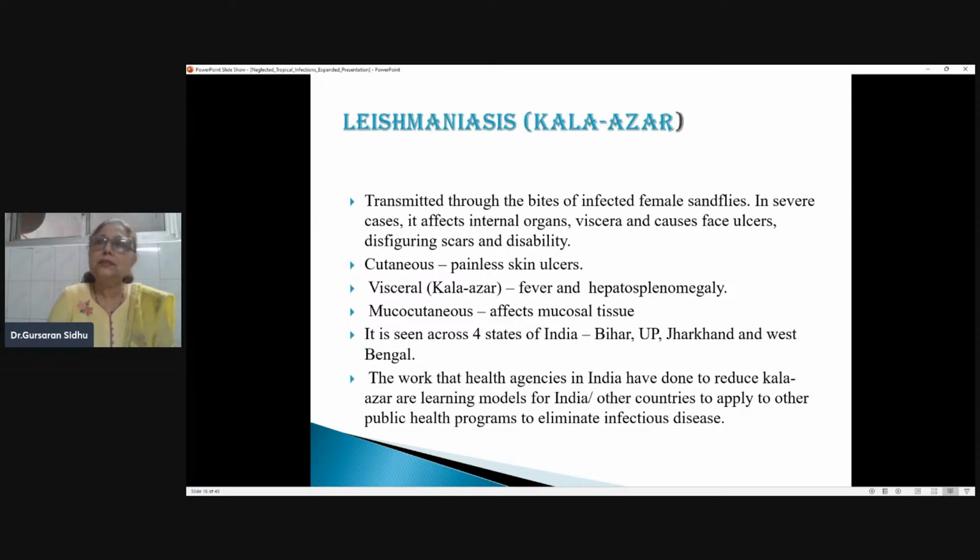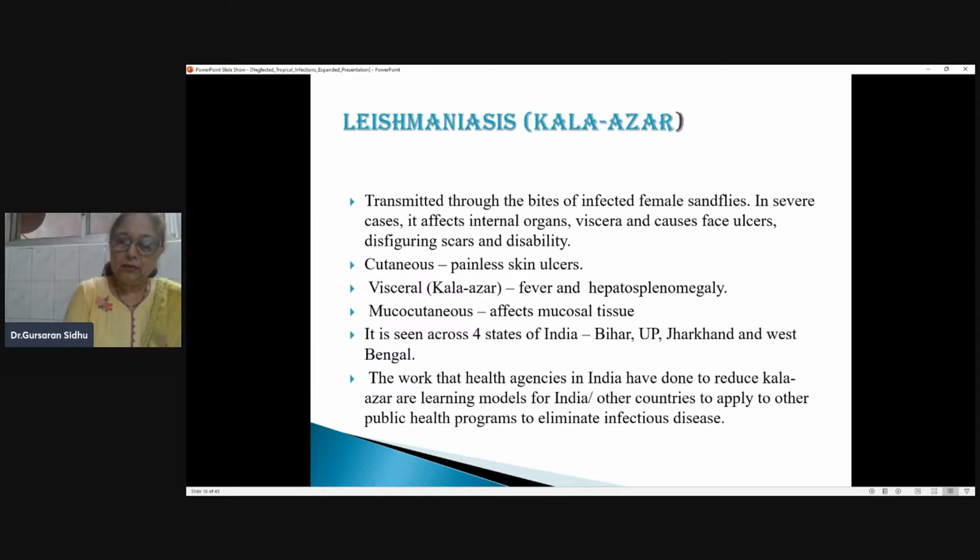So it's very, very important to ask the history of the patient, the travel history of the patient, and how long the patient has been residing in these areas. The work that health agencies in India have done to reduce the Kala Azar burden is a huge learning model, not only in India but for other countries, to apply to public health programs to eliminate these infectious diseases, because even the medication was available only through the government sectors in these very states only.